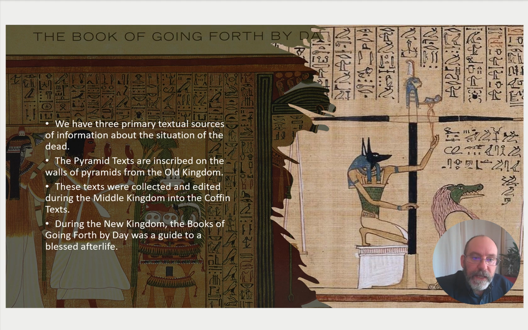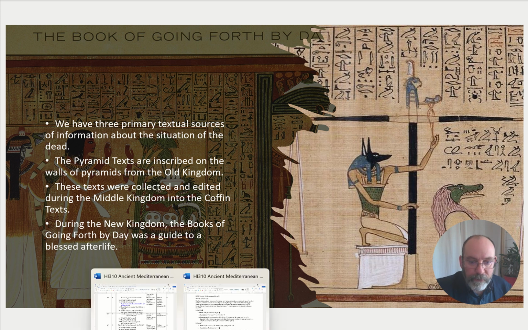So when we start to look at the texts that we get information from, we have three primary sources of information. That's actually not listed here, but it's the Pyramid Texts, Book of the Dead, and there's one other one. It's on your sheet. We can pull it up real quick.